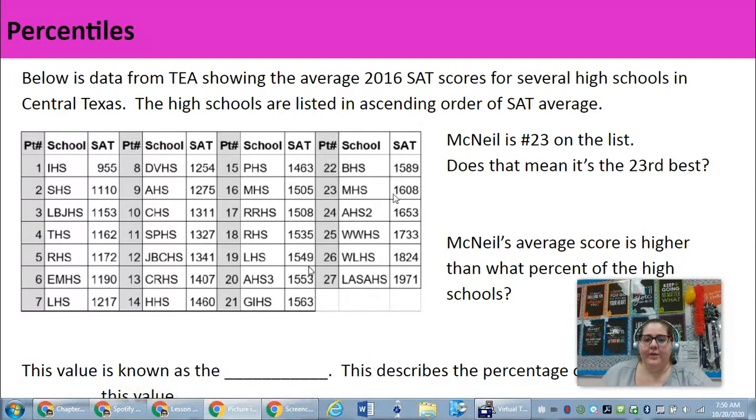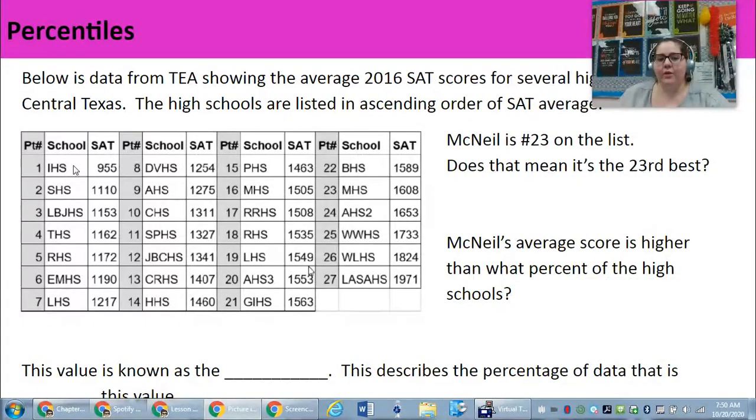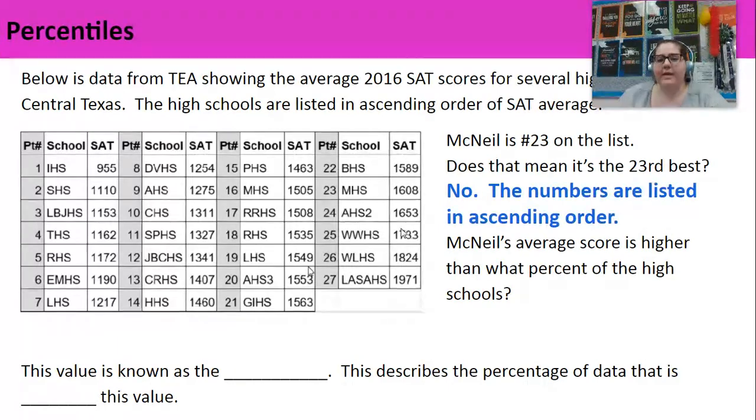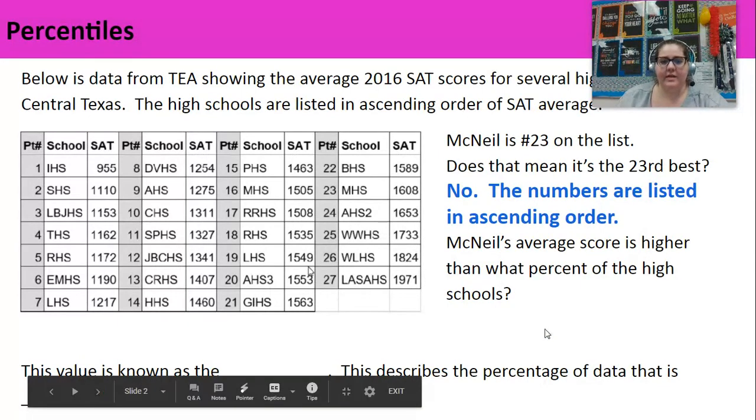McNeil is number 23 on the list. This is MHS right here. Does that mean it's 23rd best? So remember, if it's an ascending order, it's going from lowest to highest. So actually, that would mean that we are 23rd worst, I guess. But basically, 1, 2, 3, 4, 5, we're 5th best according to this list.